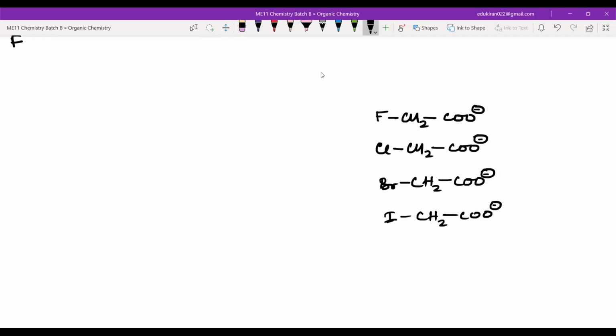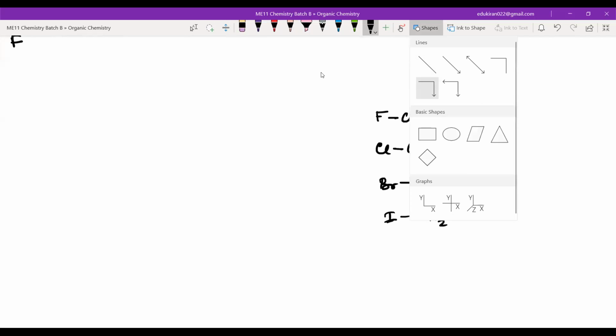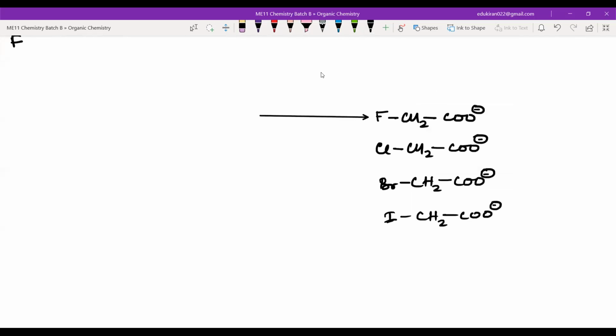Concentrate here. Now, when I have these molecules, I can trace them, and I can say that these must be carboxylic acids. We would have something like fluorine attached to CH2 and COOH. And this hydrogen atom would have been abstracted by some solvent or some base. So this type of reaction could have happened here: the carboxylic acid would have given up its proton.